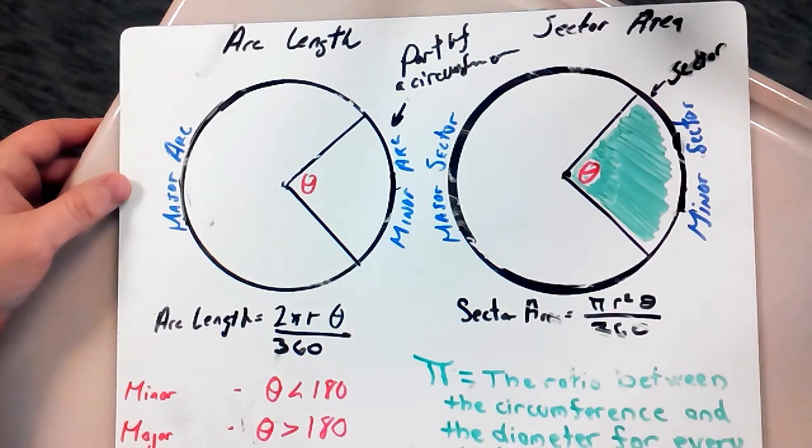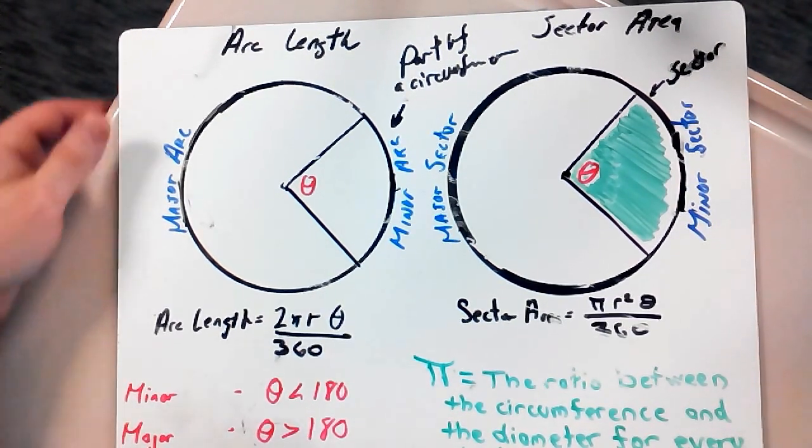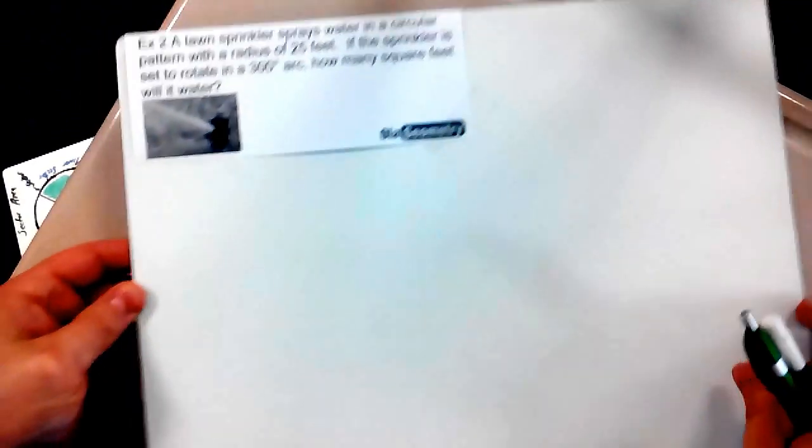Today, what we're going to do is look at two examples of word problems that involve arc length and sector area and what they look like, and generally speaking, what to look for. So let's take a look at this first one.